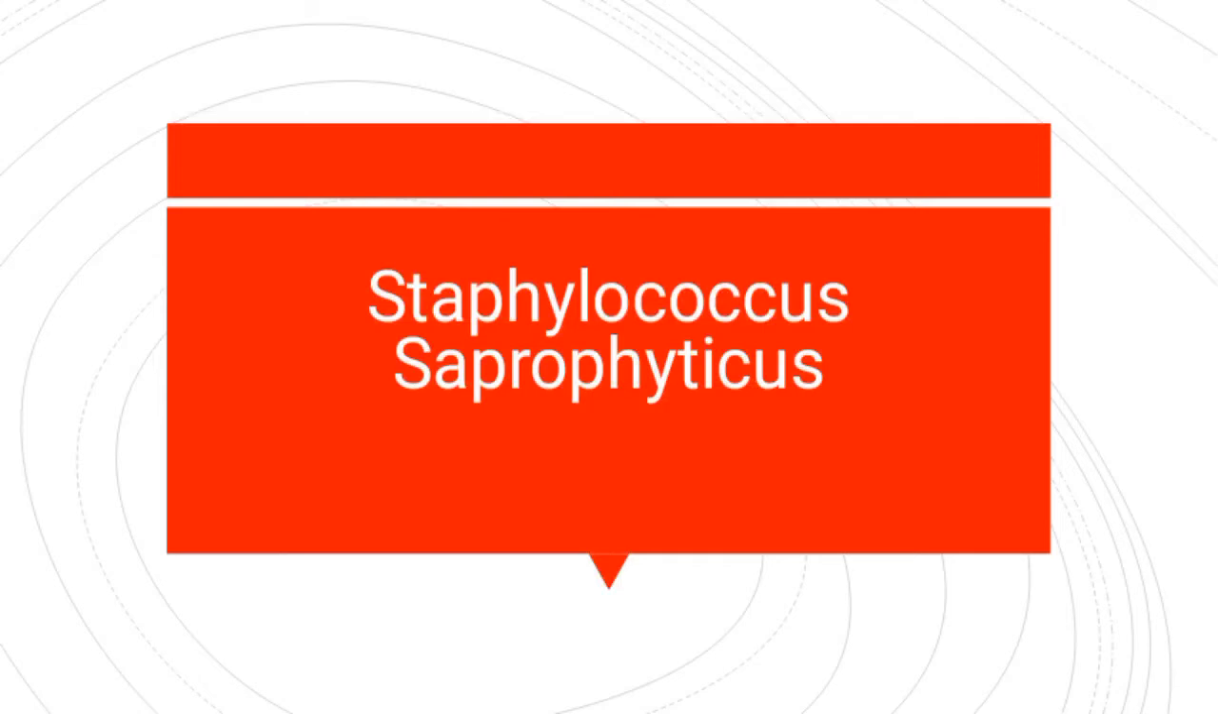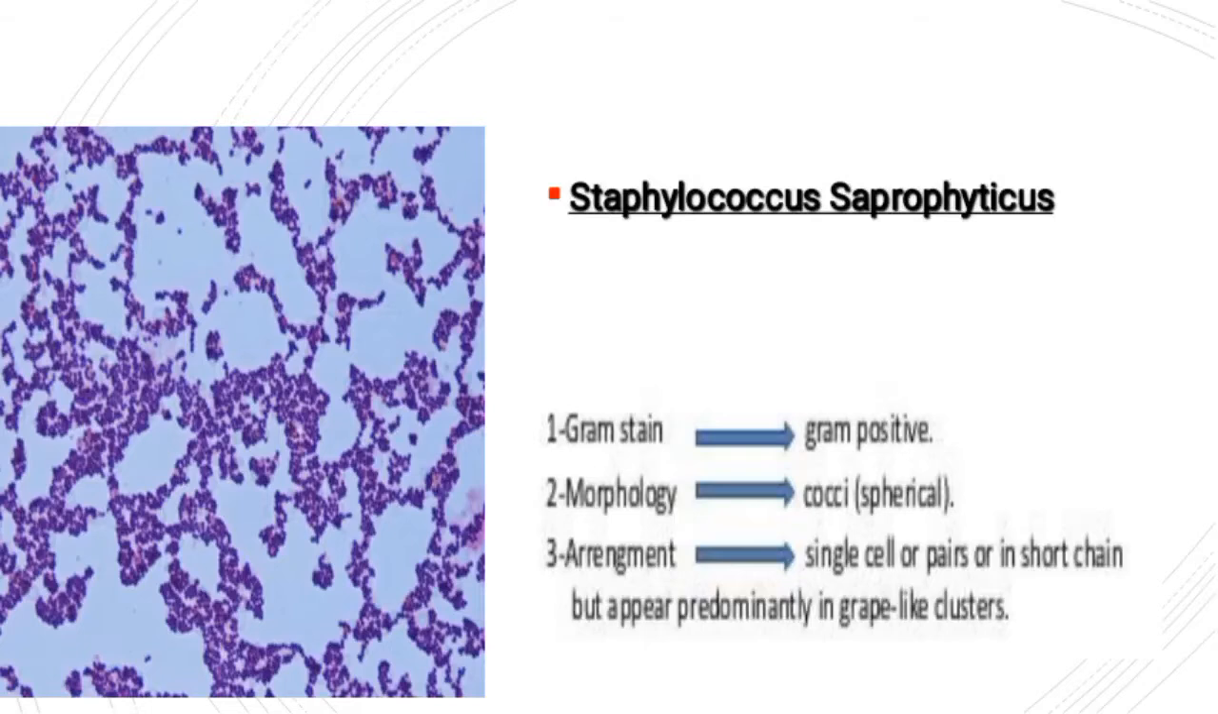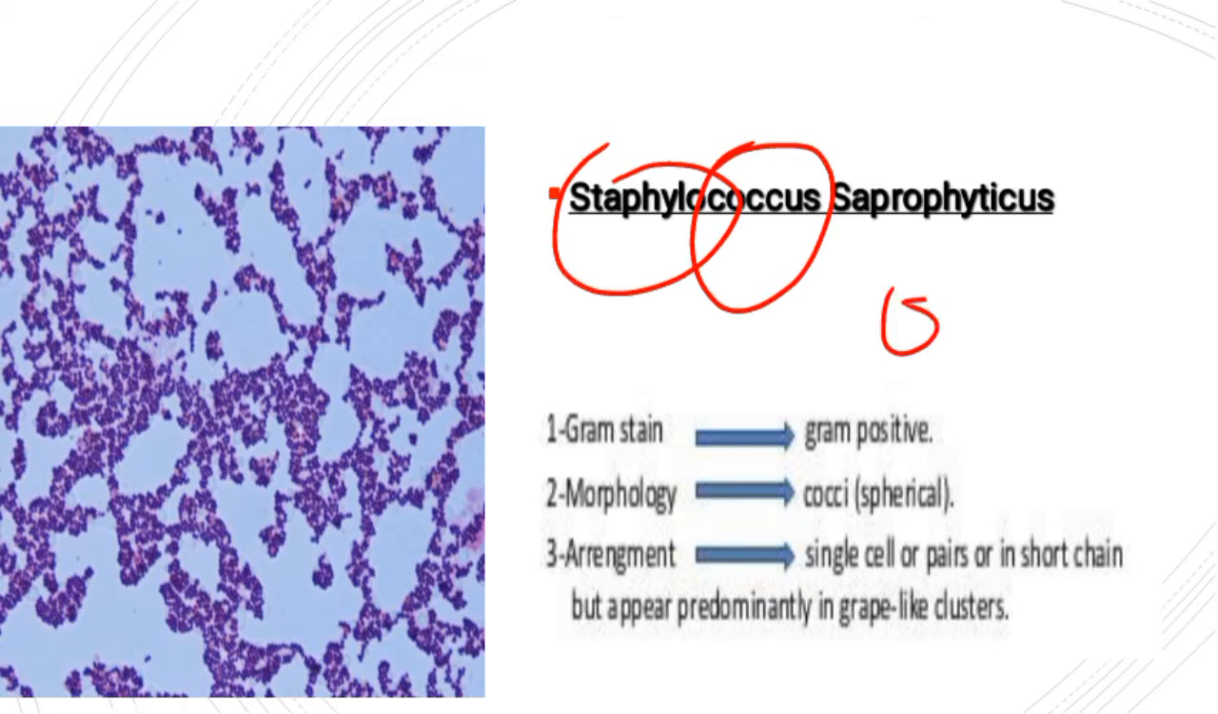Today we will learn about Staphylococcus saprophyticus, or Staph saprophyticus. We already learned about staph in our previous lectures, so let's repeat. Staphylo means grape-like cluster and coccus means cocci, or round-shaped bacteria. It means bacteria that are round and live in grape-like clusters.